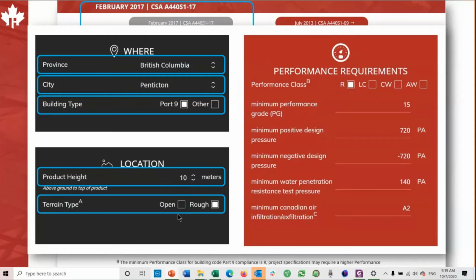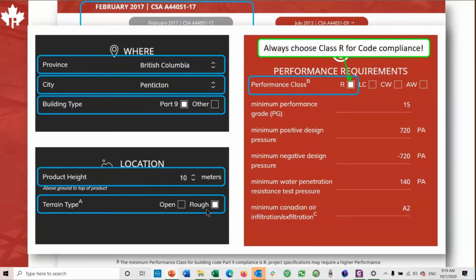The next choice we make is the terrain. In this case, we've chosen rough terrain for the calculation. So we've chosen a city, Penticton. We've chosen a building that's 10 meters or less, and we've chosen rough terrain.